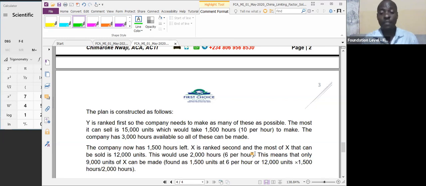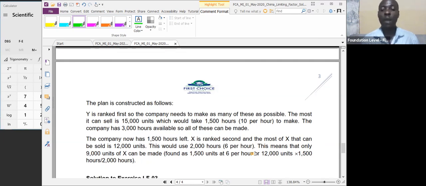Now, after taking the first 1,500, the remaining 1,500 is left. That can be used to make product X. Product X is ranked second, and since it has been demanded, 12,000 units, which would take 2,000 hours using 6 per hour, it means we can no longer do the whole 12,000. It has to be limited to producing 9,000 units. And I told you how we got the 9,000 by looking at it from this other angle: 1,500 hours available multiplied by 6 units per hour gives us the 9,000 units that we have decided to make. And you see that 138,000 is your maximum contribution.